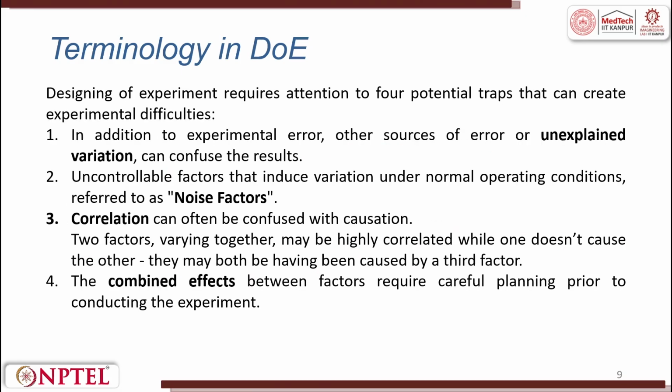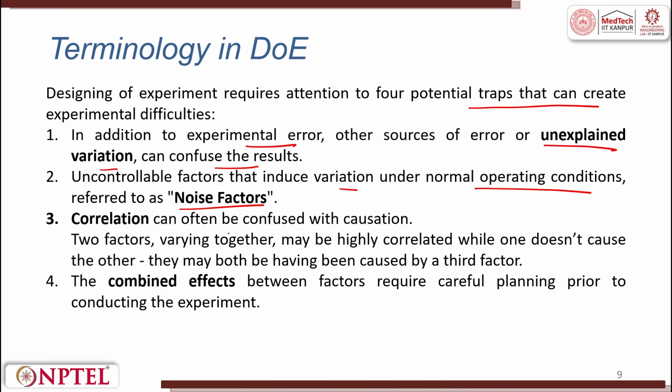Designing of experiment requires attention to 4 potential traps that can create experimental difficulties. In addition to experimental error, other sources of error, that is unexplained variation, can confuse the results. Unexplained variation: the person conducting the experiments is not serious, or the responses are not being observed through a good instrument. Unexplained variance could also be there. Uncontrollable factors include variation under normal operating conditions, referred to as noise factors, which I just mentioned.